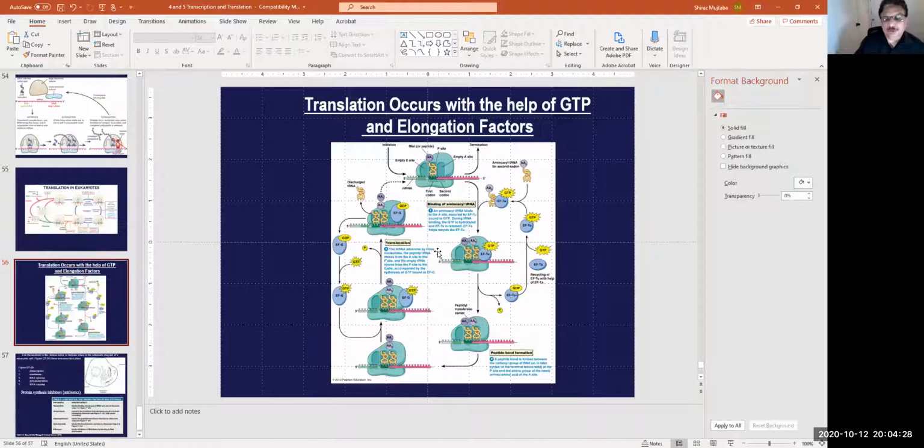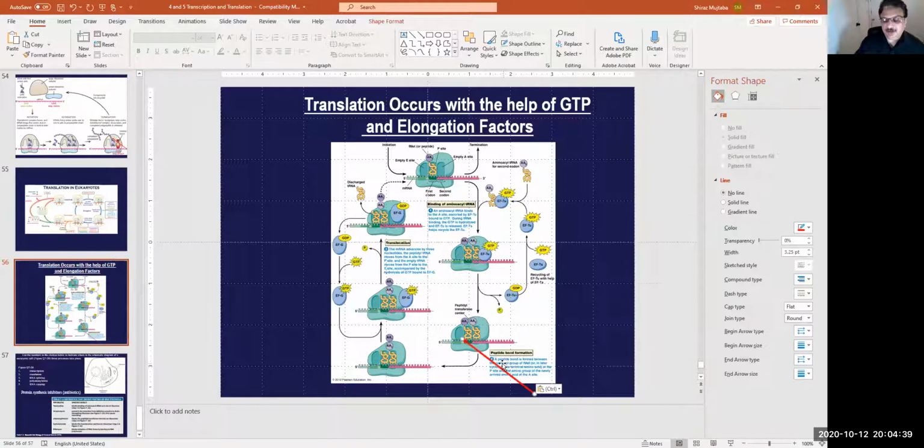Now, this is the most important slide because ribosomes are involved, which is a very large particle, or one of the largest particles inside our cells, and it has to move from one codon to the next codon, right? So it needs energy, right? So the ribosome binds to the first codon, the first amino acid comes. Now the second amino acid comes at the A side, right? Then peptide bond formation takes place. Then the ribosome has to move.